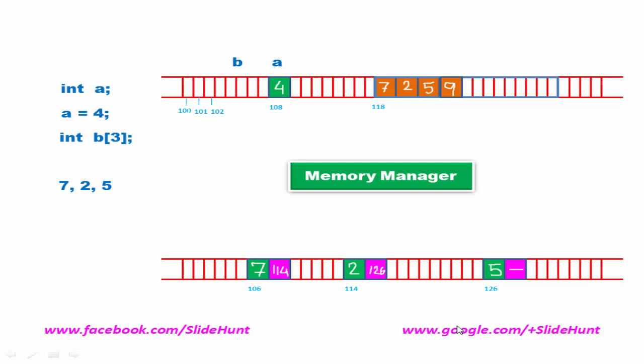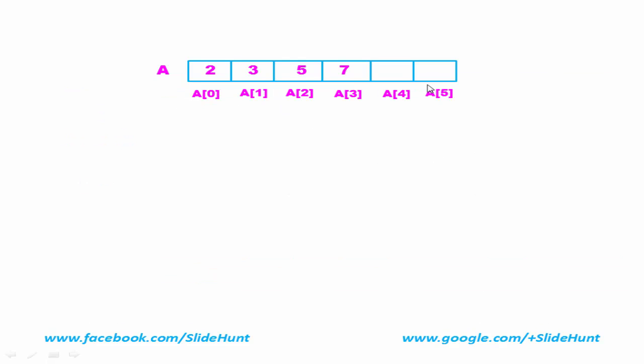Another problem of arrays is shifting of elements. When we insert an element in an array, we need to shift elements to their upper index. Suppose this is an array and we want to store the element 9 at the index A1, but this position is already occupied by the element 3. So what do we do here? We shift all the elements from index A1 to A3 to their upper index. So first shift 7 here, then 5 here, then 3 here. Now we can insert 9 here.